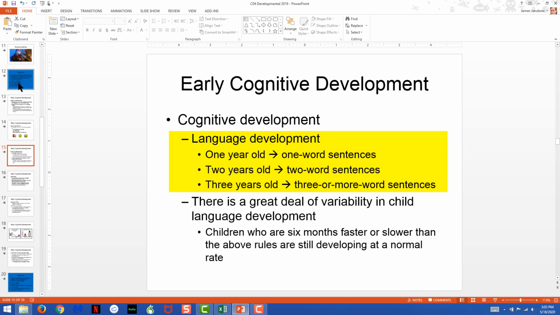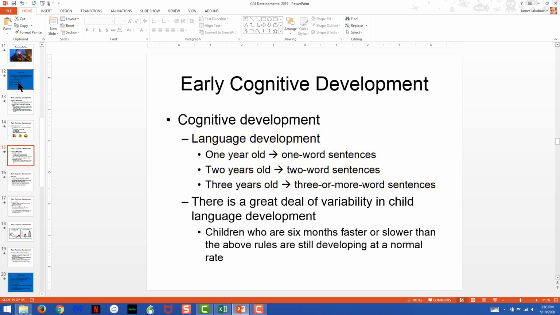1-year-olds are generally estimated to say about one word at a time. 2-year-olds are generally estimated to say about 2 words at a time, and 3-year-olds are generally estimated to say 3 or more words at a time. It's important to remember the "or more," because by the time you reach 3, you have many children that will say much longer than 3-word sentences. And in fact, it's a characteristic of rapid language development that we're going to be talking about soon.